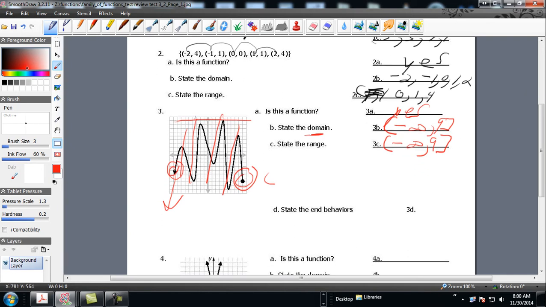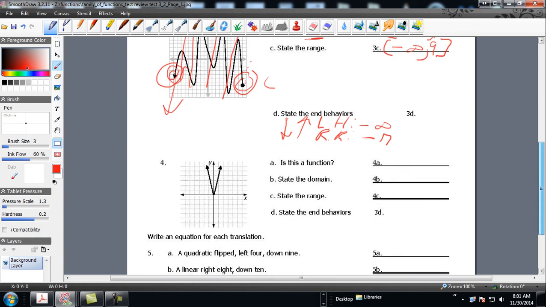State the end behaviors. End behavior is always up or down. Where is it trying to go to? You must write left hand end behavior is negative infinity. Right hand end behavior, notice it stops. So it stops at 1, 2, 3, 4, 5, 6, -7. Where is it trying to go to?